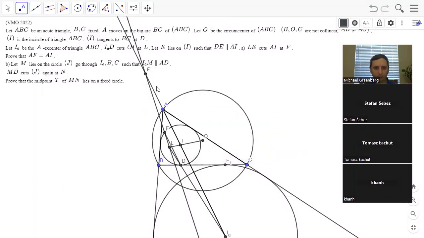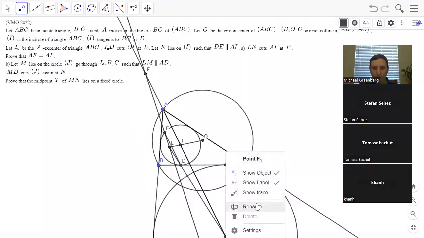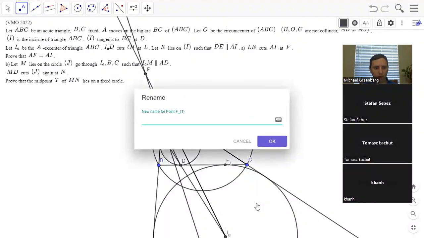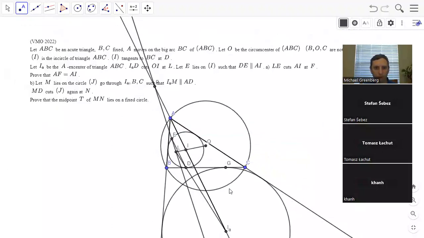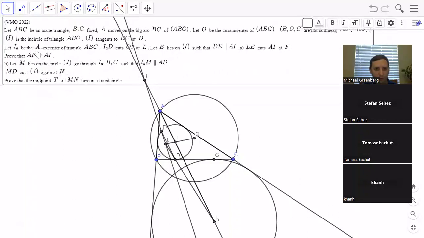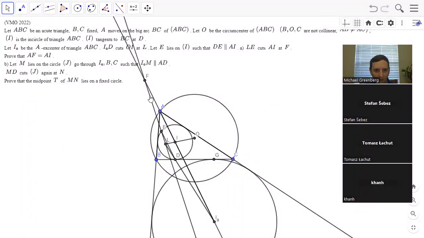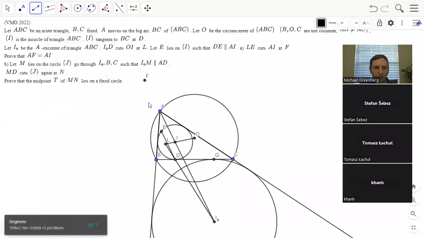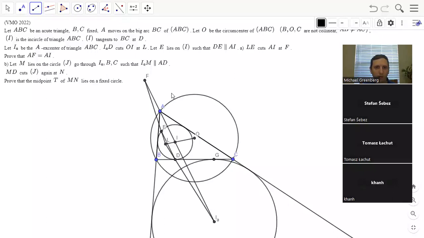Let me check the chat in just a second. Call this G. Shrink this. Hide this. Hide this. Hide, and then do that. Okay. LE cuts AI at F, and we want to show AF equals AI.